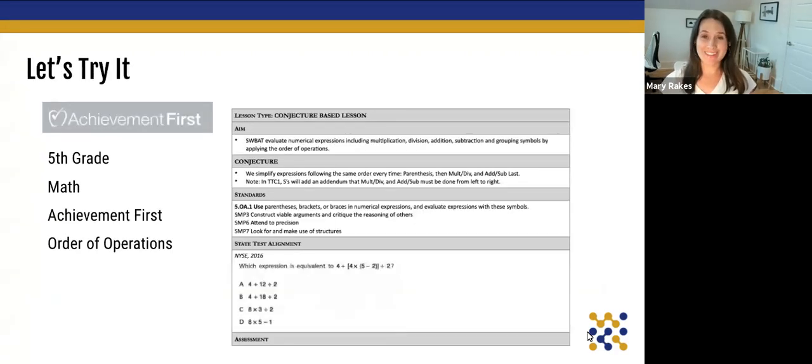So we're going to try it with a lesson from Achievement First. This is a 5th grade math lesson, and it's about the order of operations. You can see a little summary here of it, and if you get the slide deck later, you can click on it to look at it. This might be a lesson that some of you are already using, so I'm going to show you how you can continue to teach this same lesson to all of your students, no matter what level they're on, while keeping the rigor, the thinking and the ideas that they need to produce, the same.